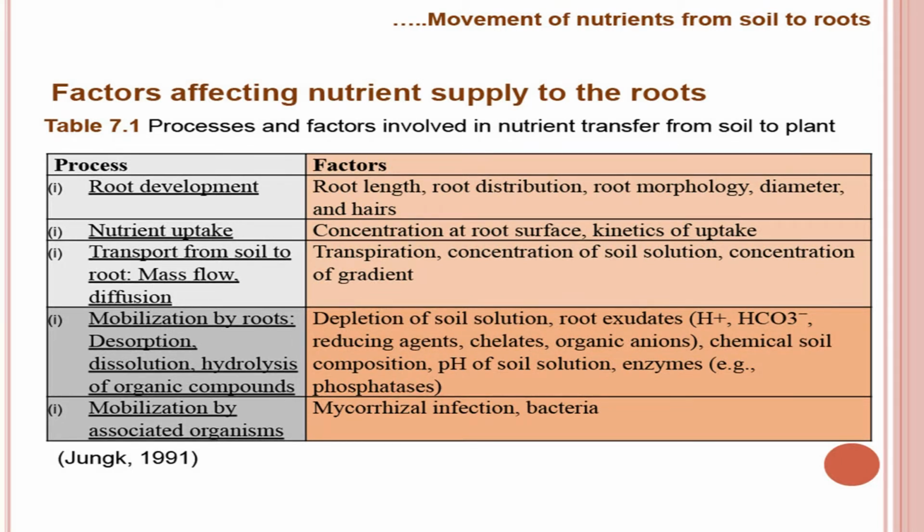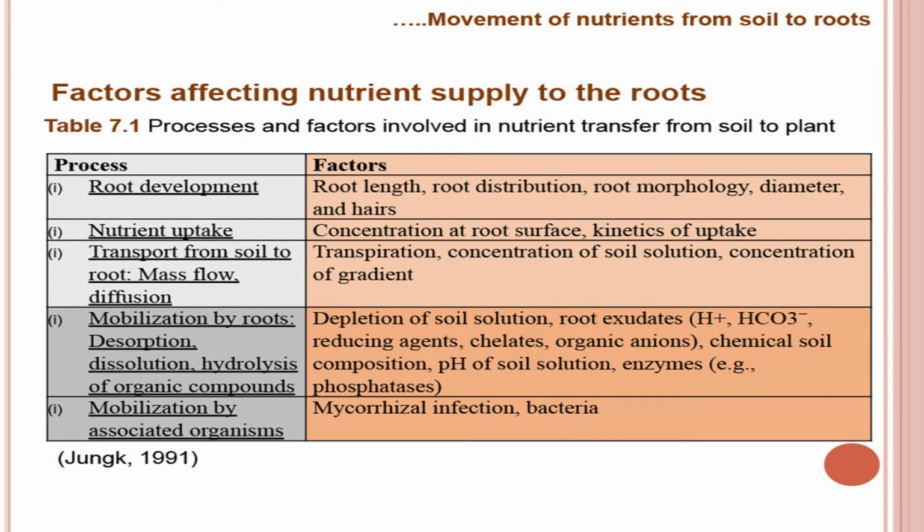First of all, the processes and factors involved in nutrient transfer from soil to the plant. The first process is root development: root length, root distribution, root morphology, diameter and hairs. All these root parameters, whether it is length, distribution, morphology, diameter or number of hairs per unit length of the root, will decide the movement of nutrients from soil to the plant.